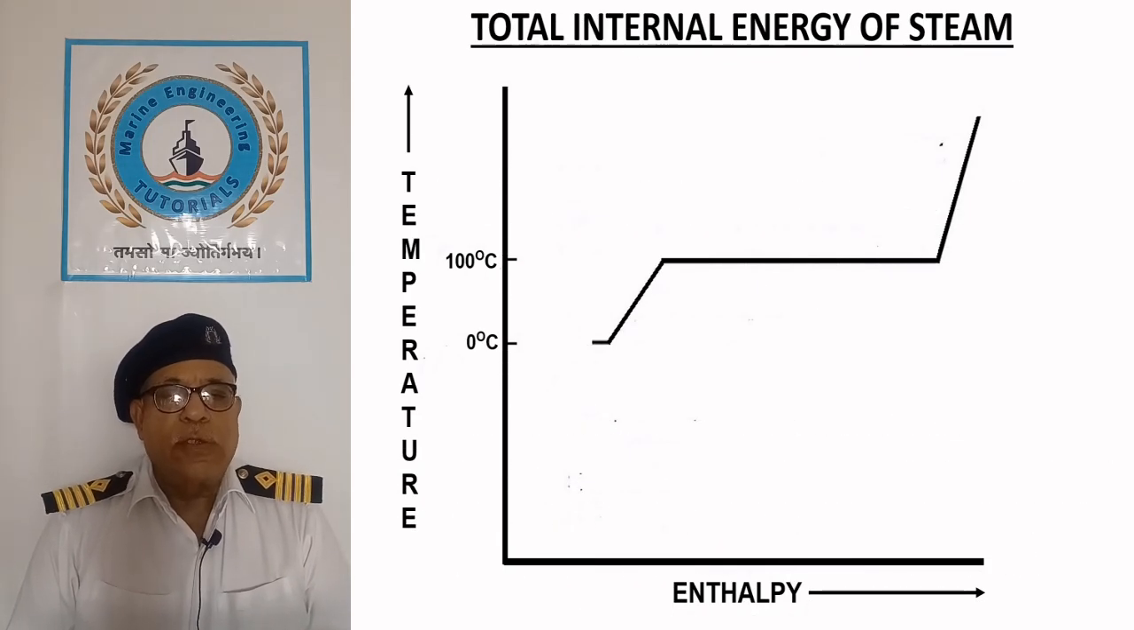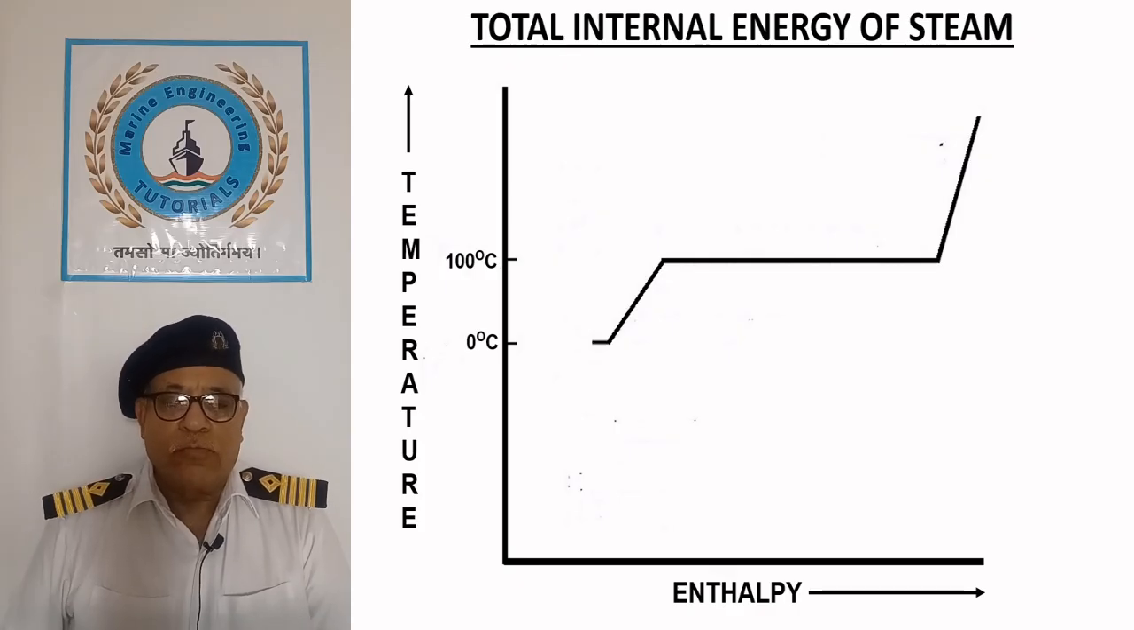Total internal energy of steam. This diagram illustrates the total internal energy of steam, also referred to as specific enthalpy. It is the sum of the sensible heat of water, the latent heat of evaporation, and the sensible heat of steam due to superheating.